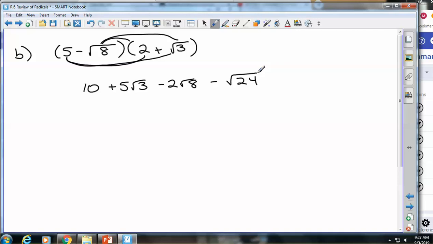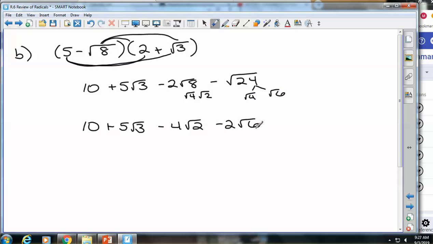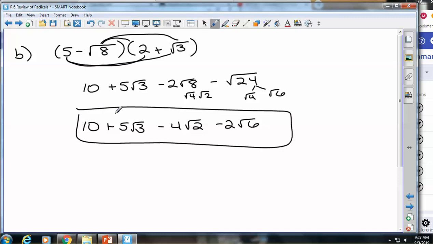Alright, so looking at this, can't do anything to 10, I can't do anything to 5 radical 3. What about radical 8? How would you break that down? Square root of 4 is 2, times this 2 would give me negative 4 radical 2. 24, how do I break that down? Square root of 4 is 2, radical 6. Do I have any like terms? No. So I'm done. That's all we can do there.